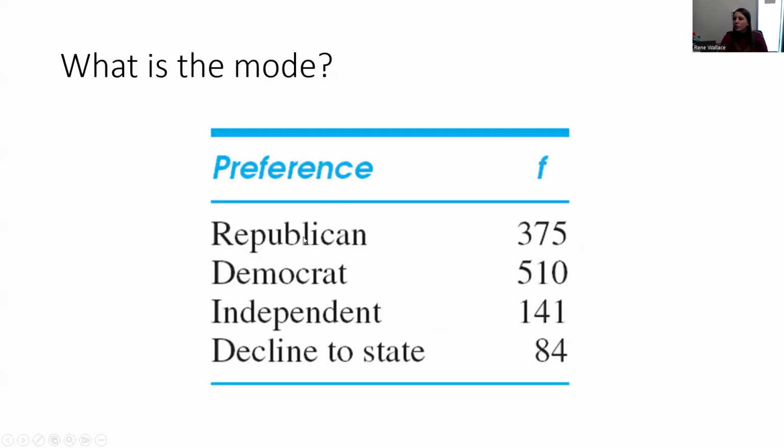Go to this one. So we have, hey, what's your voting preference? Republican, we had 375 people. Democrat, 510 people. Independent, 141 people. Declined to state, 84 people. So find the mode for that, right? Which one is most often occurring?